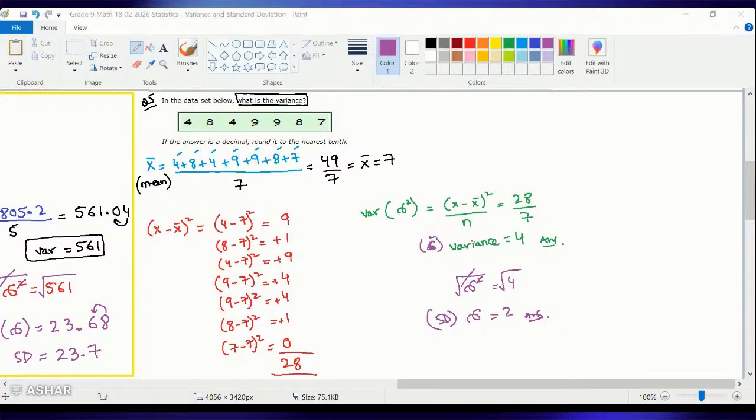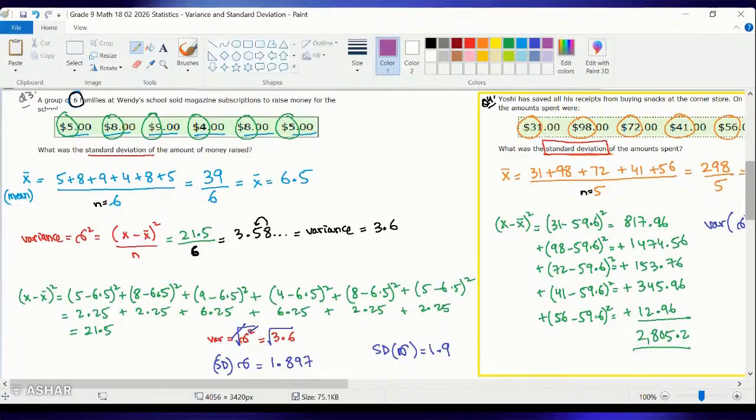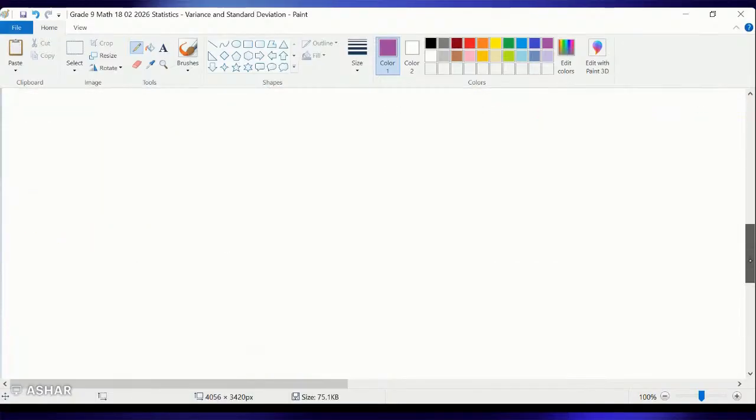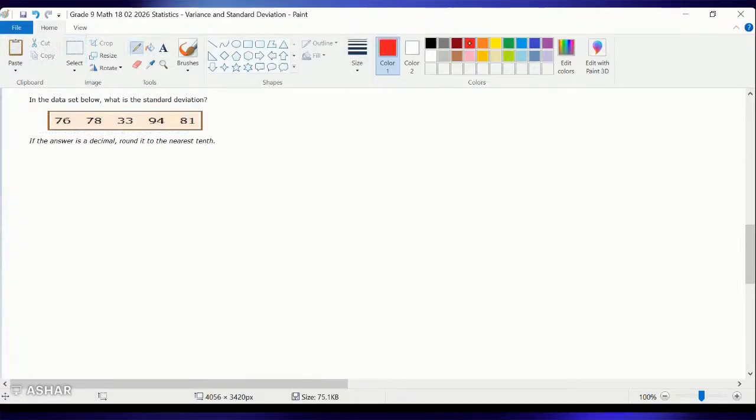Let's have a look at another example. For the next question, they're asking us, in the given data set below, what is the standard deviation to the nearest tenth? This is our question number 6.